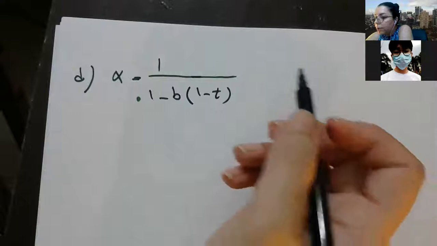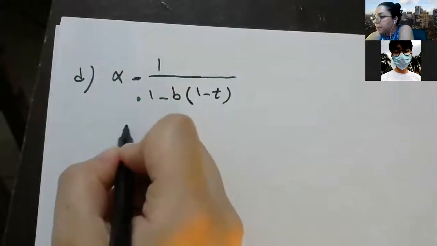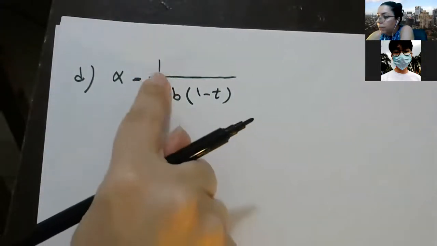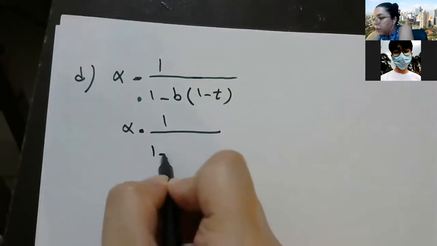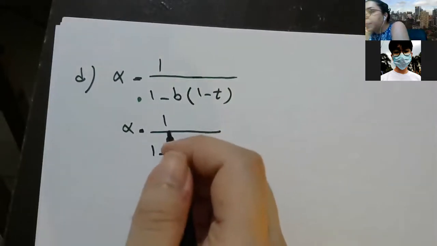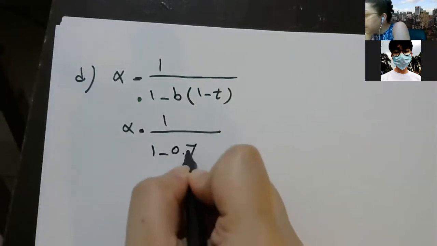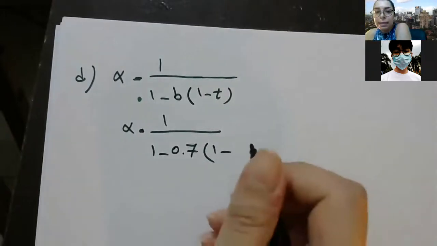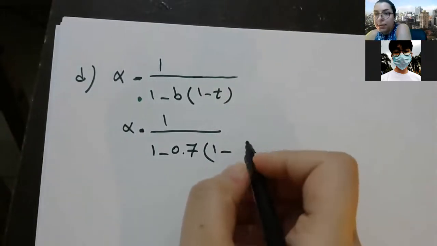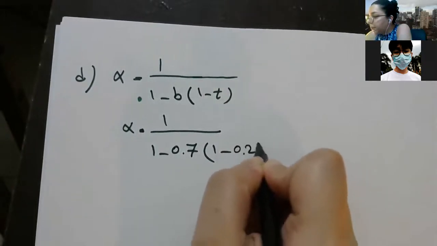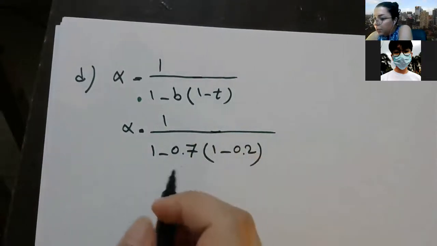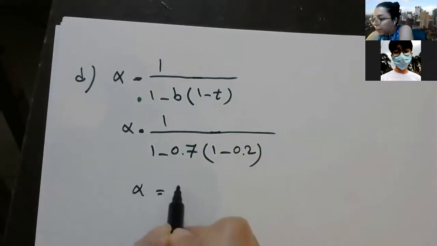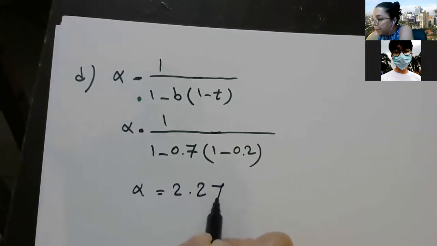Everything is given to us. E is given, T is given. So that's why we have to just replace. Do remember that you have to write down the formula again. How much was our B? B was 0.7. How much is the T? T was, if you remember, 20% of our income. And then the multiplier will be 2.273.